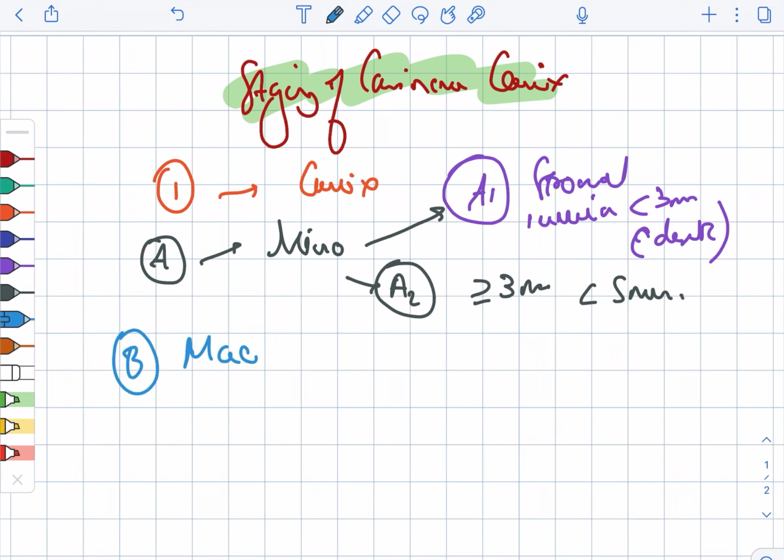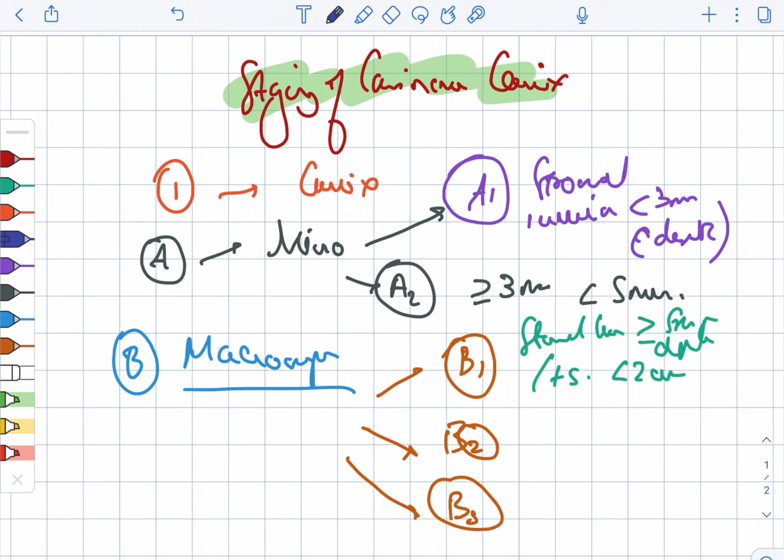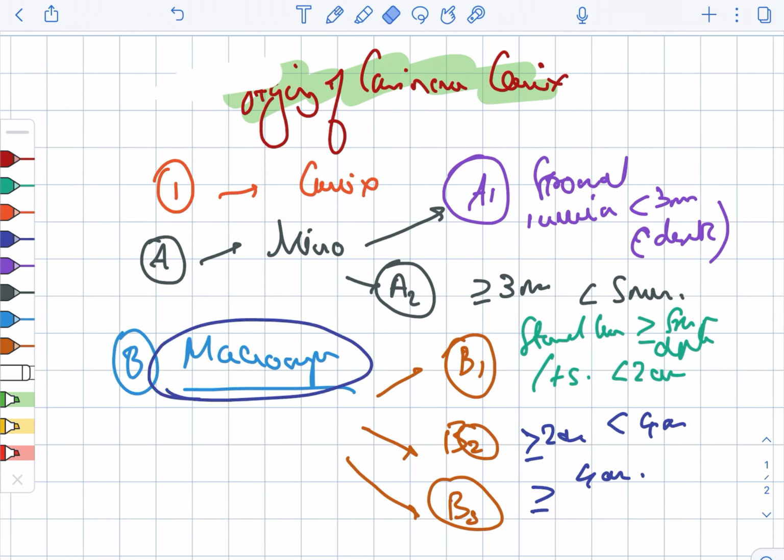B, there is macroscopic. In macroscopic lesion, there is B1 as well as B2 and B3. So here in B1 there is stromal invasion and it is greater than 5 mm depth, and the tumor size is less than 2 cm. Now looking at B2, it is greater than 2 cm, less than 4 cm. B3 is greater than 4 cm. B is nothing but the macroscopic lesion.